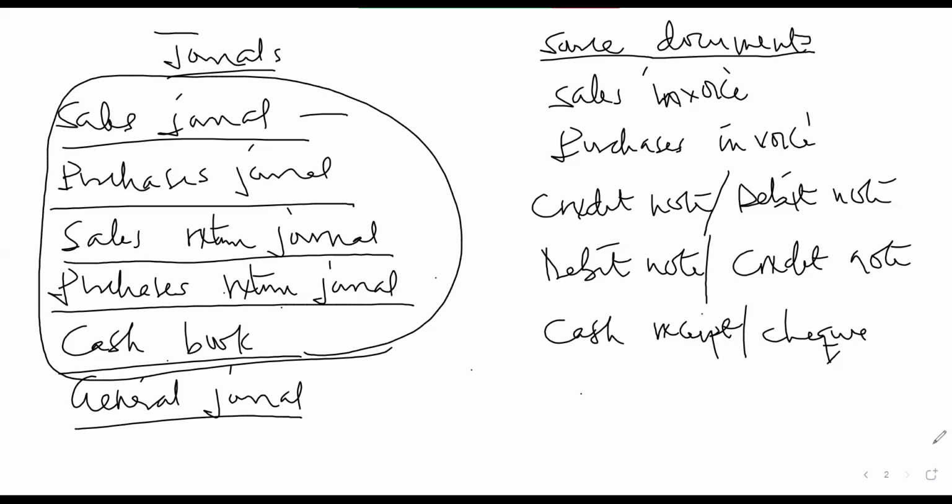So basically, it recognizes the disposal of assets on credit and acquisition or purchase of assets on credit. Also, if you have opening balances and closing balances in the books of the company, it is the general journal that is going to be recognizing those issues.